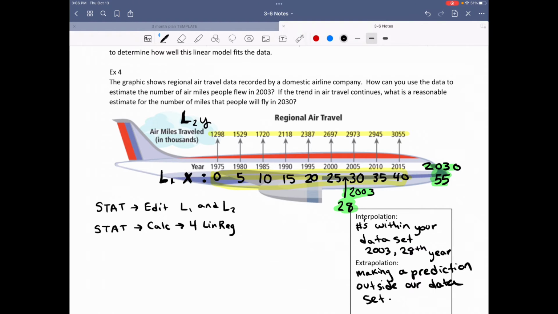Once I do that and I calculate my linear regression, I get A is 47.87, and then I'll put my X, and my B is 1,345.04, but I'm just going to round it. So Y equals this. Did everybody get that in their calculator?